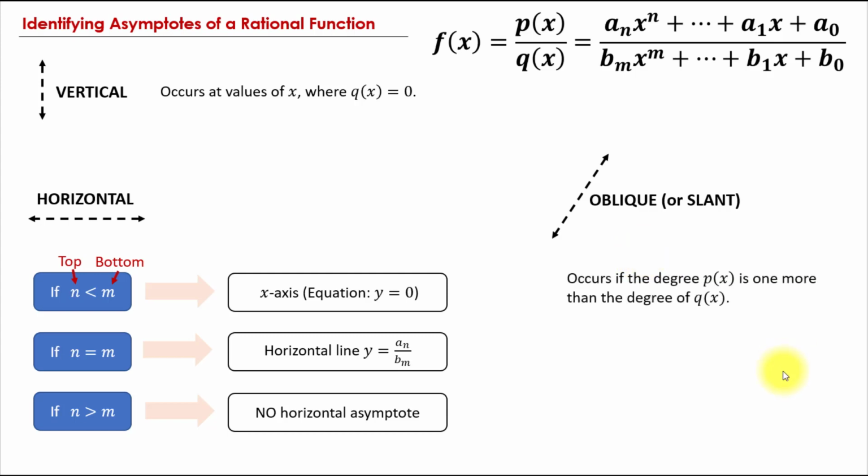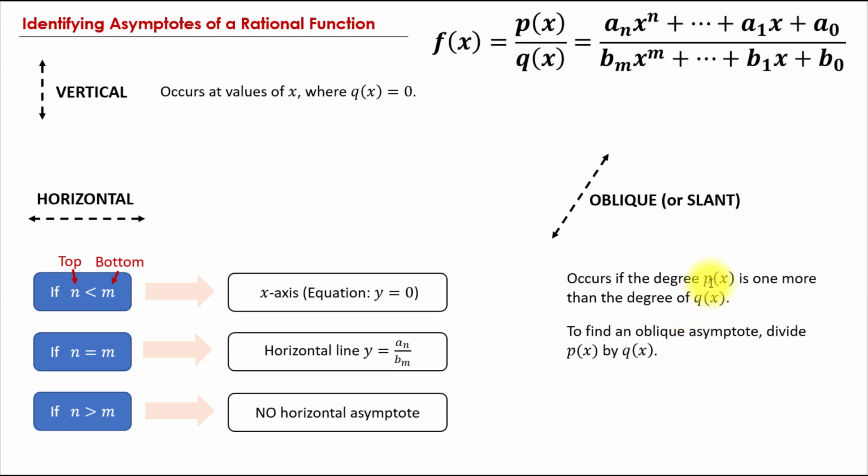This type of asymptote occurs if the degree of the polynomial in the numerator, p of x, is exactly 1 more than the degree of the polynomial in the denominator, q of x. Then to find its equation, we need to divide p of x by q of x. In other words, the polynomial in the numerator has to be divided by the polynomial in the denominator. We can either use synthetic division if it's applicable, or long division for that.